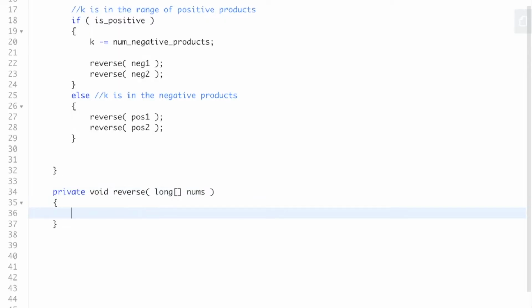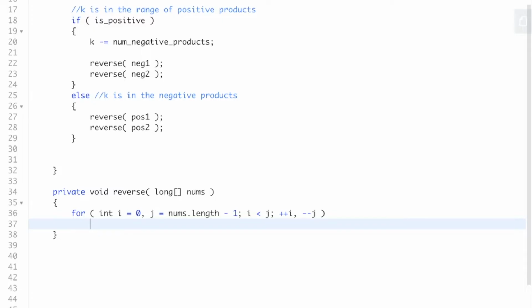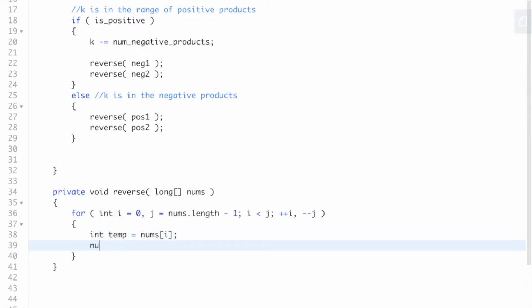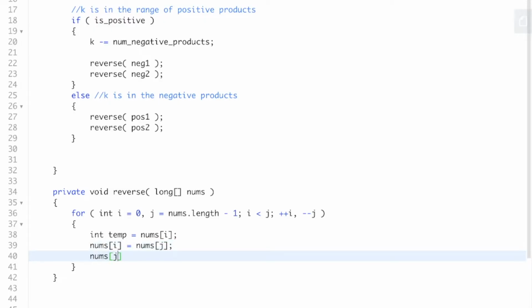So now we just do for int i equals 0, i is less than, we'll do an i, j thing. So we'll do i is less than j, increment i, decrement j, and I just forgot to declare j. So j will be set to nums dot length minus 1. And now we want to do a swap, right? So we've got to do a temp equals nums at i, and then nums at i equals nums at j, and then nums j equals temp.